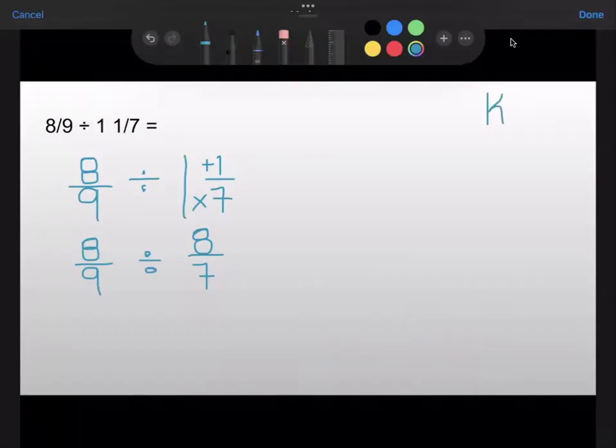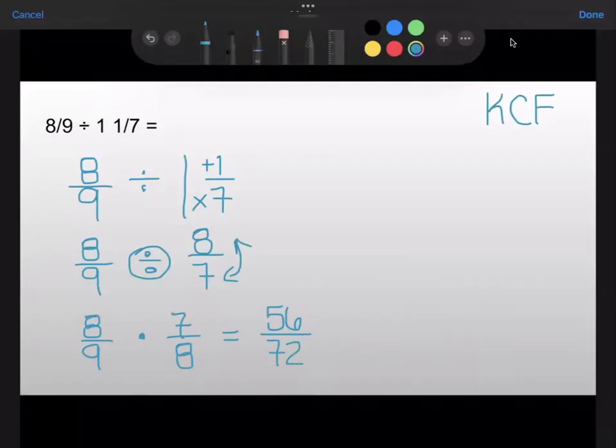Now I can use keep, change, flip. So I can keep that 8 over 9 the same, change from dividing to multiplication, and flip this second fraction around so that it is 7 over 8. Well, 8 times 7 is 56. 9 times 8 is 72. Now I'm probably looking to simplify.